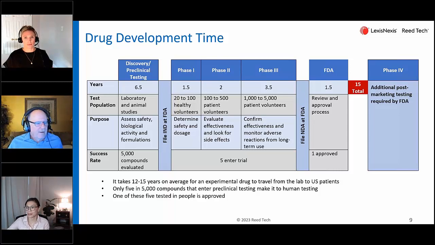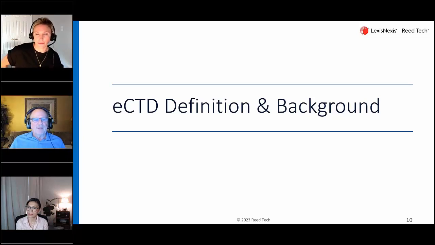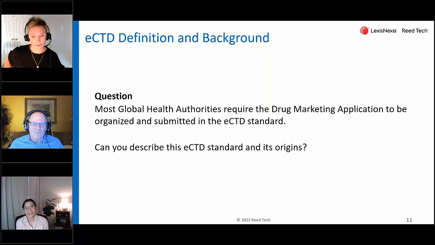Okay. All right, so one of the things we've been talking about is eCTD, and we really haven't described what this item is. So maybe we can ask Wendy and Adrian to help us out here, give us a little bit of definition and maybe a background. It looks like if you go around the world, well over 24 health authorities require this drug marketing application to make use of the eCTD. So before we go too much further, let's talk about this eCTD standard and a little bit about where it came from.